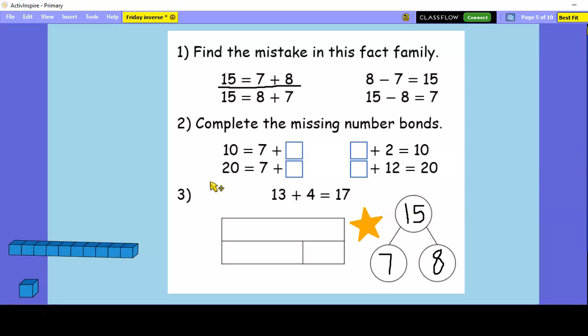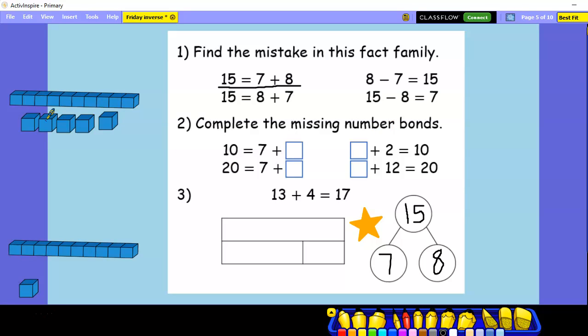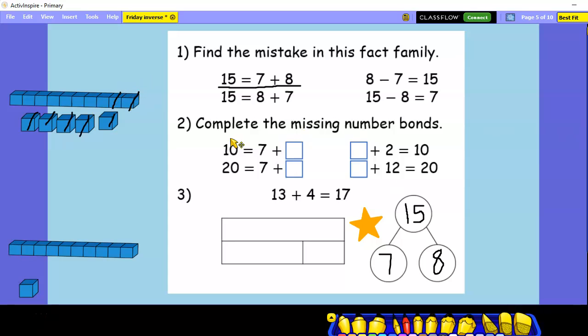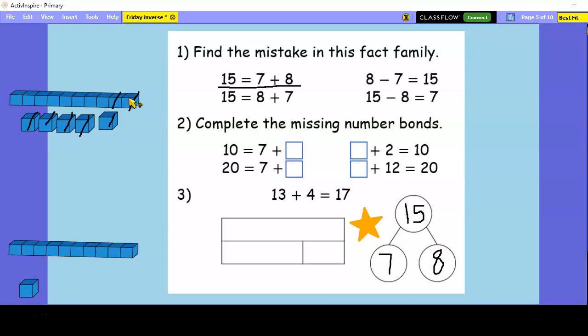So let me see how I can do this. I need a 10, 1, 2, 3, 4, 5, that's 15, isn't it? And I'm going to take away 7. So 1, 2, 3, 4, 5, 6, 7. Notice that I've taken 2 off the 10. Using your number bonds, 2 and what makes 10? 1, 2, 3, 4, 5, 6, 7, 8. 2 and 8 makes 10.